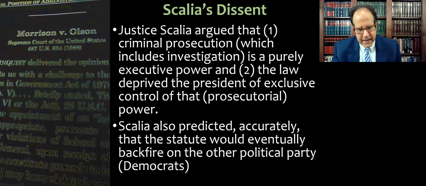He also predicted accurately that the statute would eventually backfire on the other political party, i.e. the Democrats. So remember, this was created by a Democratic Congress because of the Republican President Nixon, and now it's being used against a Republican President Reagan. But he predicted or foresaw a day when we would have someone like Ken Starr, who was our last independent counsel, investigating a scandal with a Democratic president like Bill Clinton.